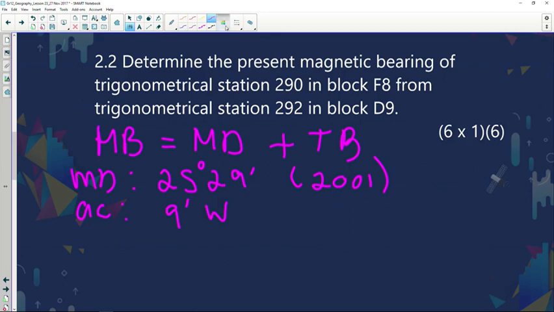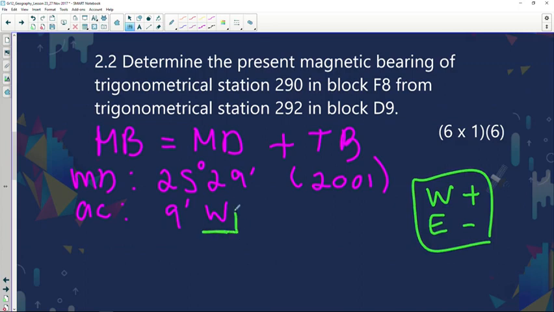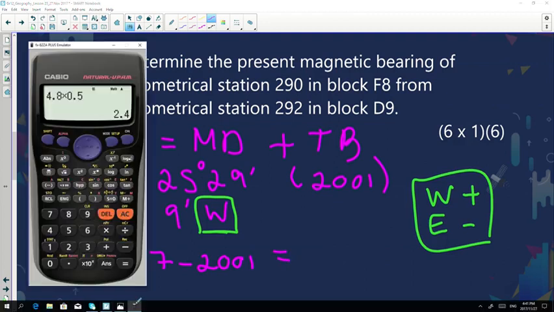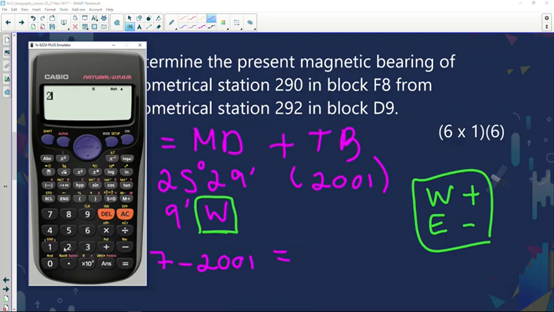Now, very important, if you can remember, I'm just going to write it in this little block here. West, we add. If it's east, we minus, subtract. In this case, we're going to add because it's going west. Now, we need to calculate the present magnetic declination. This is the year 2017, subtracting 2001. Let's go to our calculator. We don't want to make a mistake. So we say 2017 minus 2001. It gives me 16.